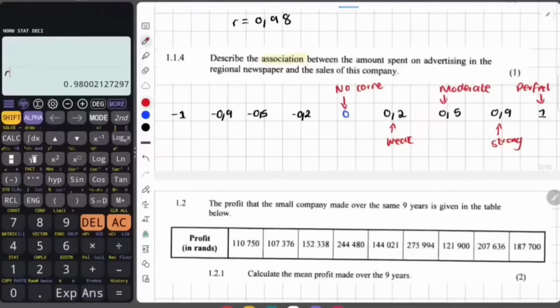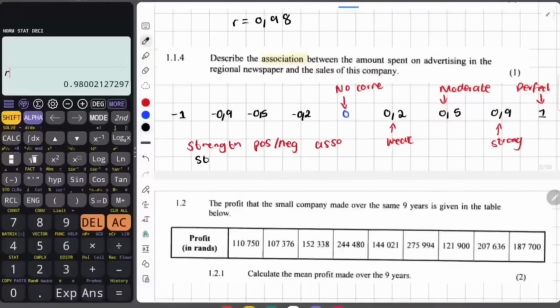Okay, so -1 will also be perfect. So when we speak about the correlation coefficient, you first really speak about their strength, and then you speak about whether it is positive or negative. And then you say it's an association. So here we have 0.98, which would fall within this. So around 0.9, that is a strong association. So this is how we're going to really just say this.